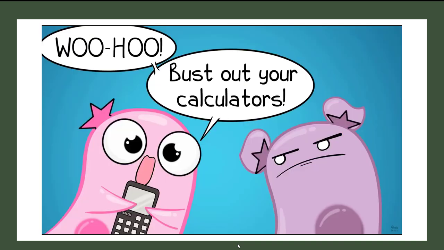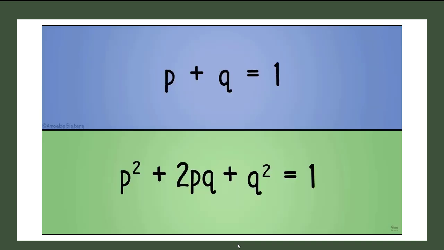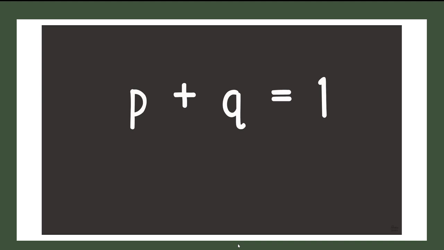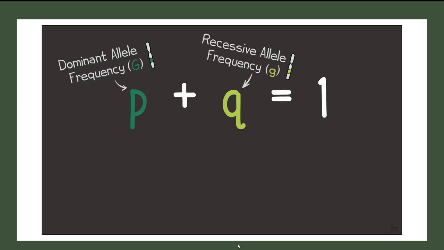And now let's explore the math. So there are two equations in Hardy-Weinberg equilibrium that we will focus on. We're going to start with the first one. P plus Q equals 1. In this equation, P is the dominant allele frequency in the population, and Q is the recessive allele frequency in the population.